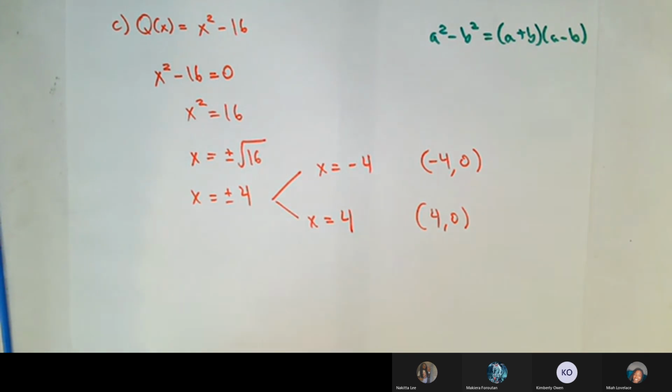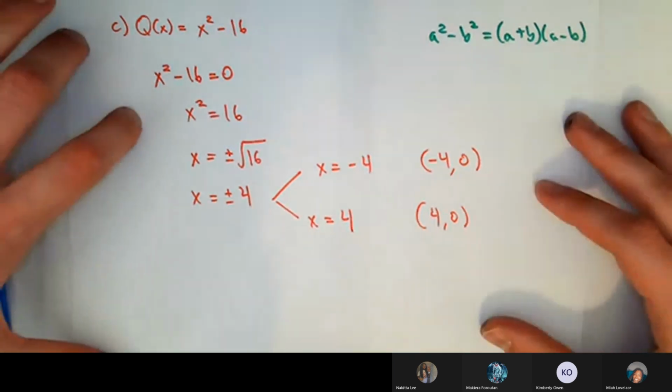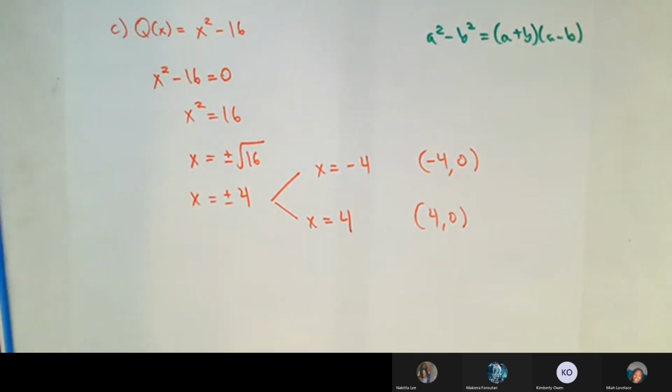Okay, so next time I want to look at graphing these things using their x-intercepts to help graph them together with the end behavior, and also investigating that issue of multiplicity.